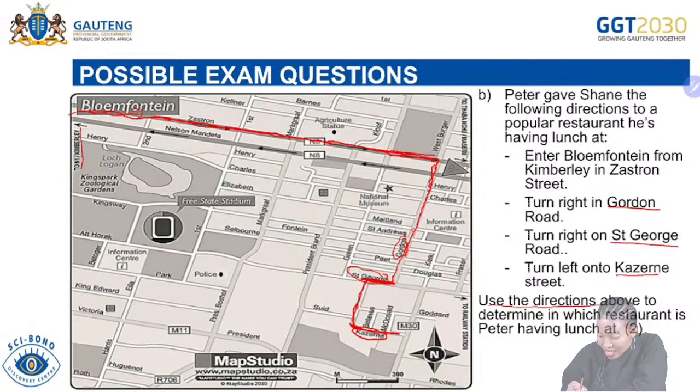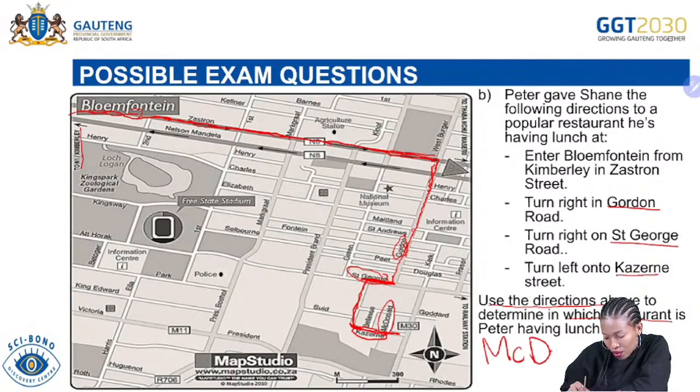Use the directions above. We've used those directions to determine in which restaurant Peter is having lunch. So which restaurant, guys? It is McDonald's. So Peter is having lunch at McDonald's. That is the correct answer.